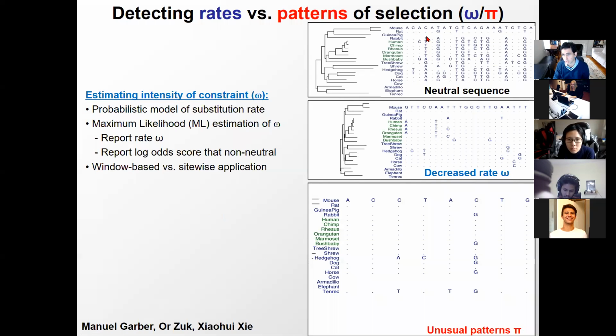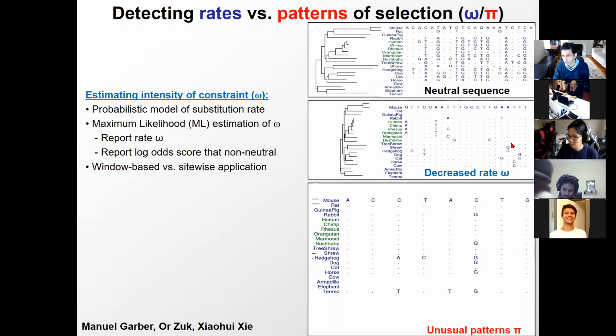So C, for example, has changed repeatedly into T in this entire subtree, and then into A for this lineage, and to G for that lineage, and into A for that entire subtree, and so on and so forth. Okay, so a neutral sequence basically has multiple independent changes that are switching between every nucleotide and every other nucleotide. And that's basically the neutral sequence.